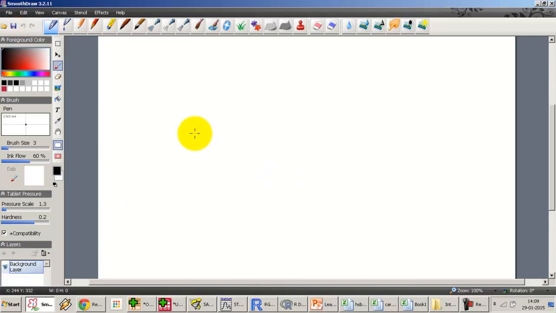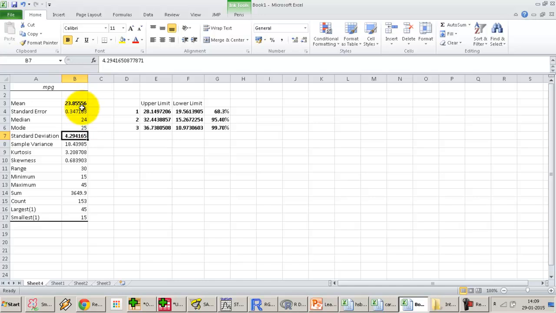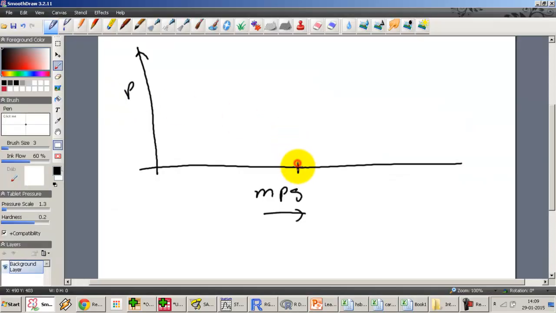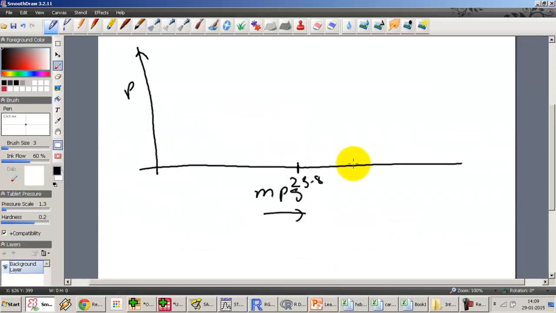So I have got the variable. We've got miles per gallon on the x-axis, and we've got the probability on the y-axis. The mean of the variable is 23.8. So let's say this is the mean, 23.8. So within one standard deviation is 28.1 and 19.56. One standard deviation is 4.29. So let's mark out 28.1 over here and 19.56 over here.